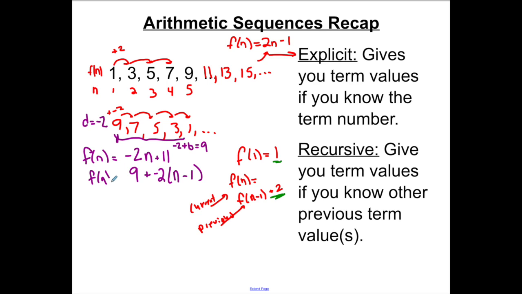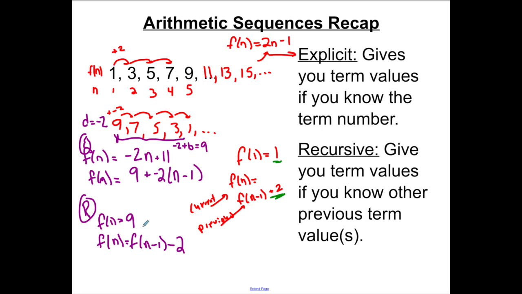These are two different ways to write the explicit rule, and they're exactly equal to each other. They mean the exact same thing. Okay? So I just thought I would show you both ways. Okay, the recursive rule, there's only one way to write it. For this one right here, the first term is 9, and every other term, to get every term, I go back to the last one, and I subtract 2.